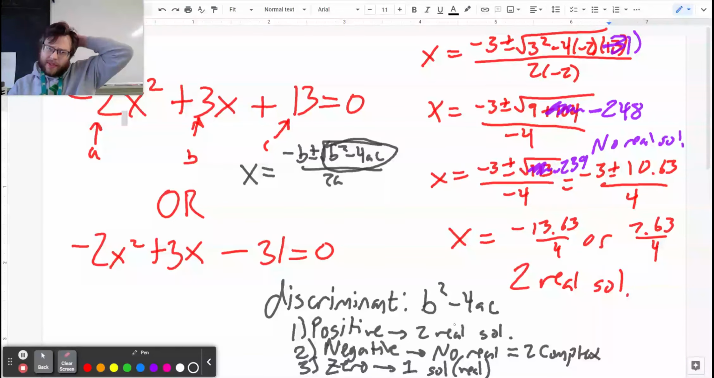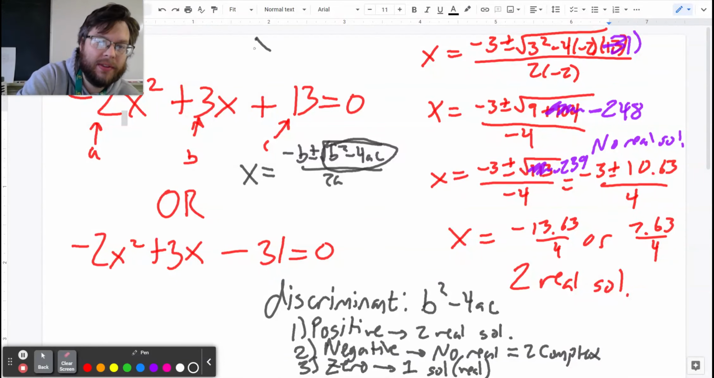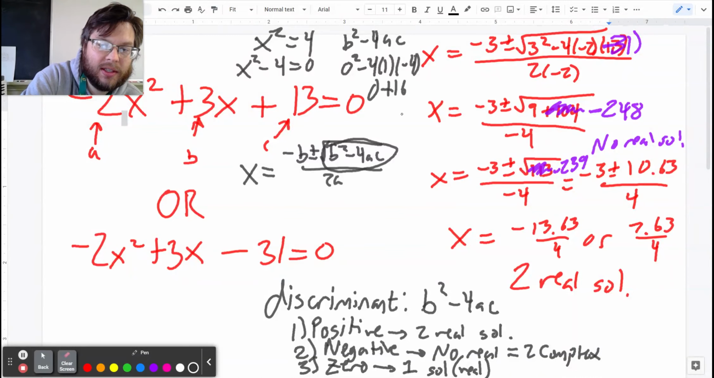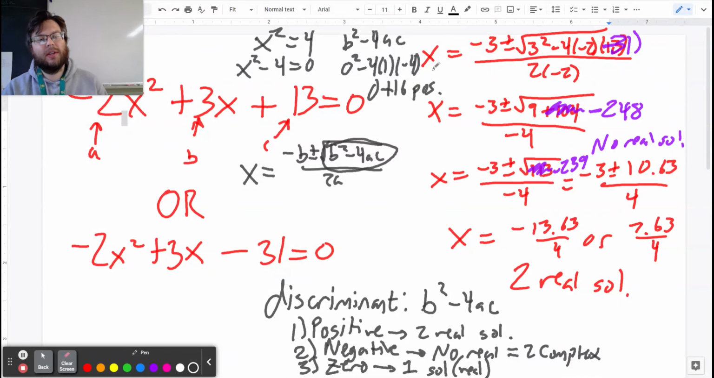One caveat is that if you're going to be using the quadratic formula, you got to make sure that your problem equals 0. So on my original examples where I had something like x squared equals 4, I would need to rewrite that as x squared minus 4 equals 0. And if I did my b squared minus 4ac, I'd be doing 0 squared minus 4 times 1 times negative 4, which is 0 plus 16, which is positive. So that matches up with what I just said about the discriminant.